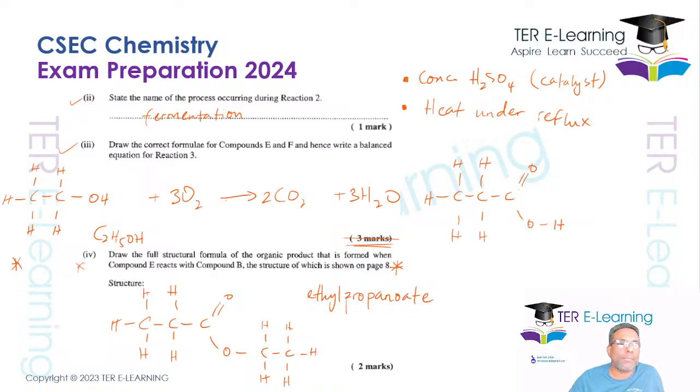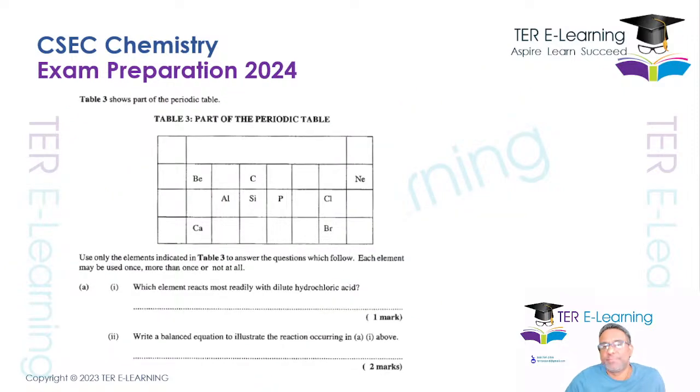All right, next thing here. I have a next question, right? Using only the elements indicated in table 3 to answer the question below, each element may be used once, more than once, or not at all. So they have a partial periodic table here, right? The first part, which element reacts most readily with dilute hydrochloric acid? What's the answer for A part 1?